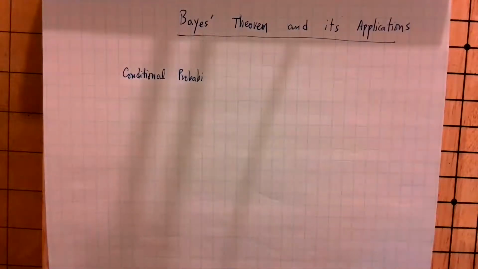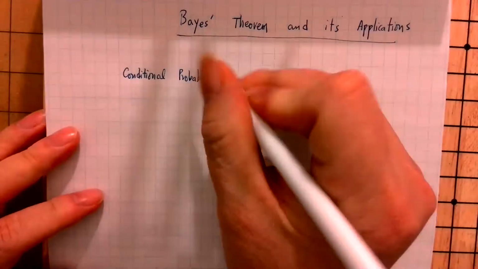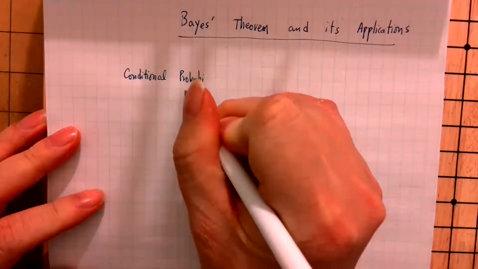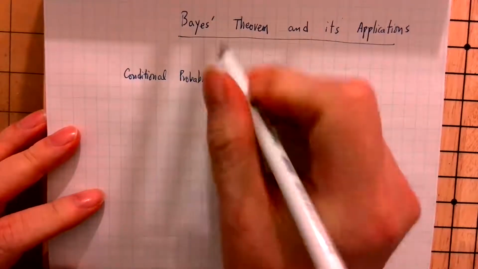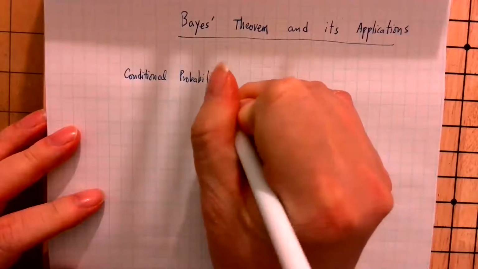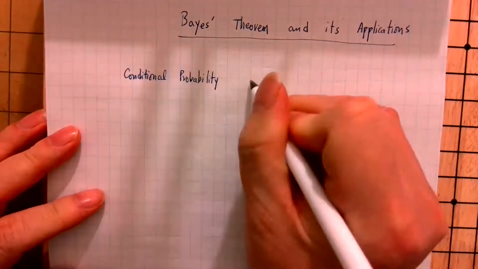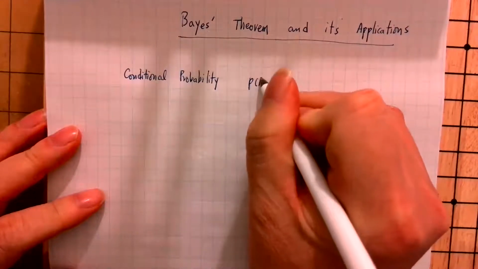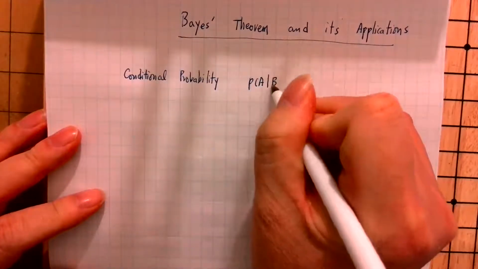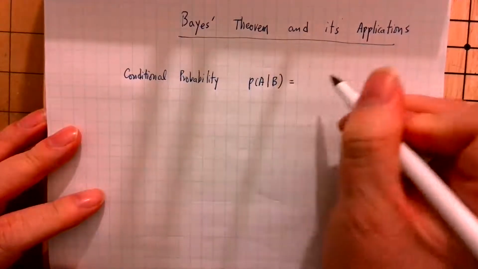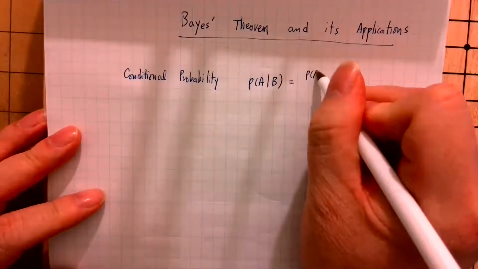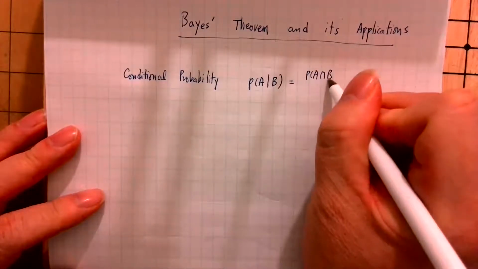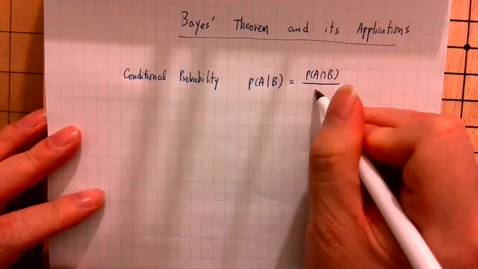Okay, let's recall the definition of conditional probability. Probability of A given B is defined to be probability of A and B divided by P(B).